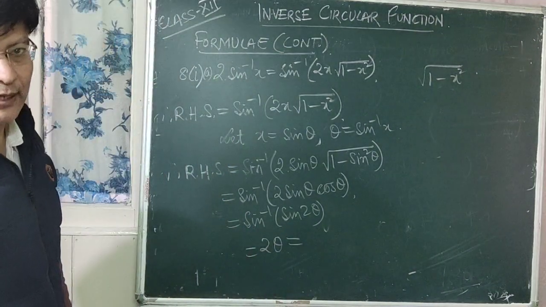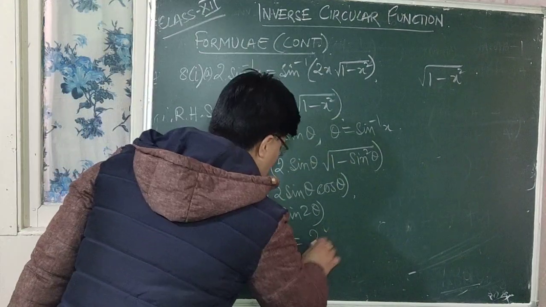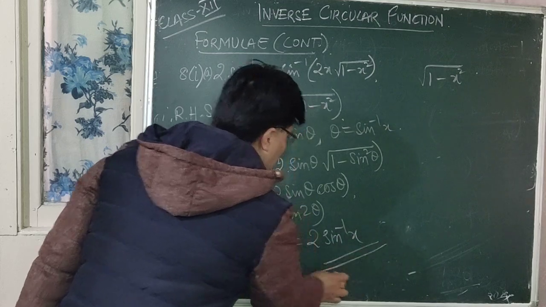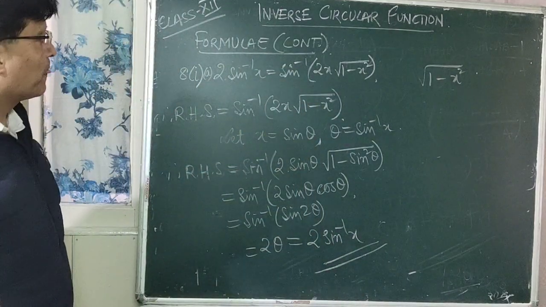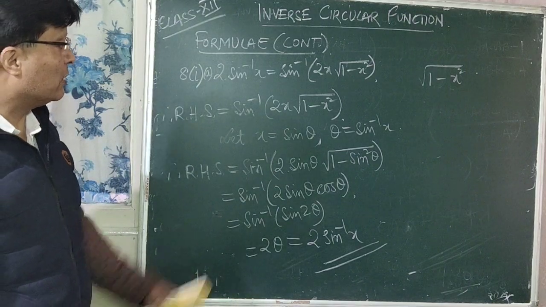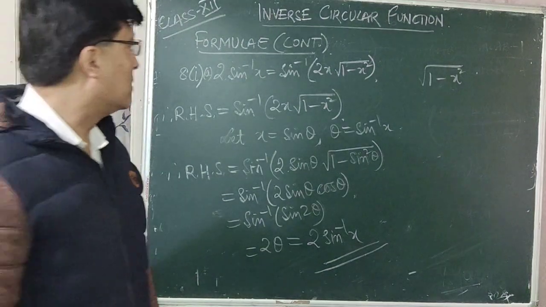Now you can put the value for theta. What is the value for theta here? Actually it is sin inverse x. So it is 2 sin inverse x. So it is proved. Okay. So you can use this method to prove this formula, right?